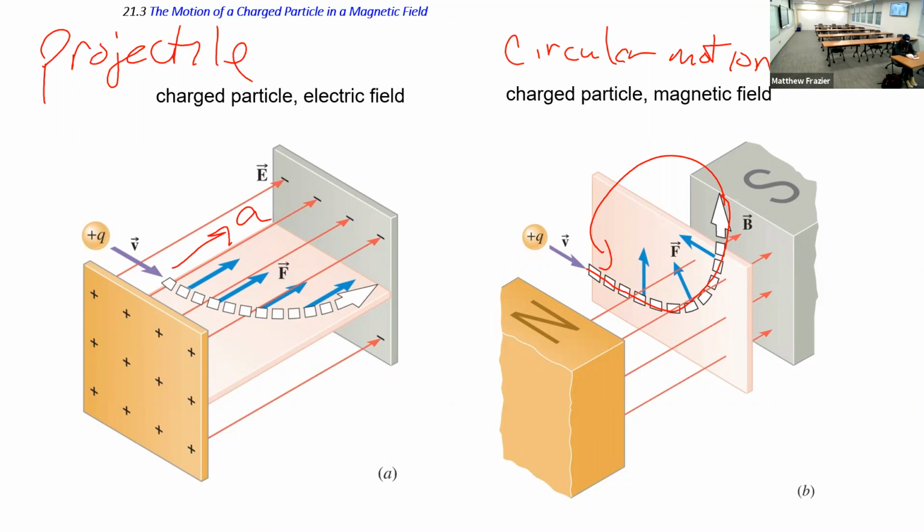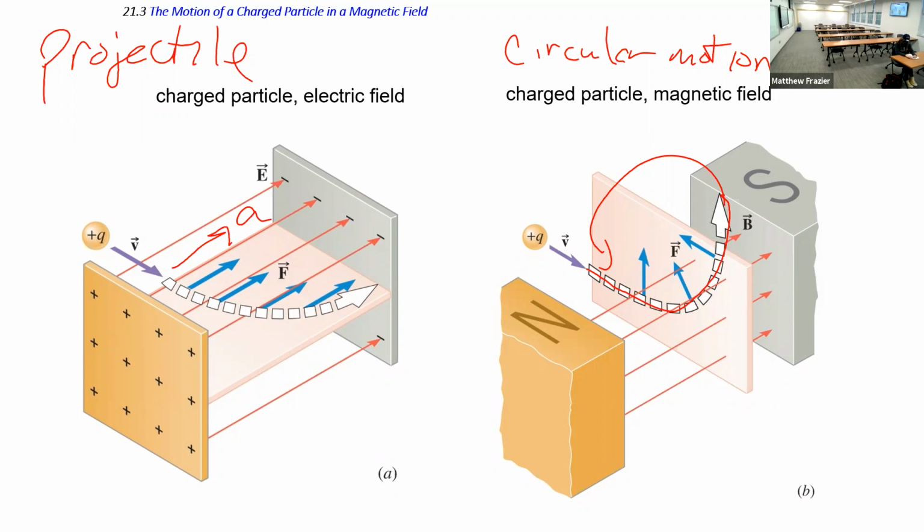For the magnetic field, you don't have an acceleration. You have, well, you do. You have a circular acceleration. You don't have anything that speeds you up or slows you down. You have a turning force. You have something that's going to make you move in a circle. So you're going to have circular motion from magnetic forces.